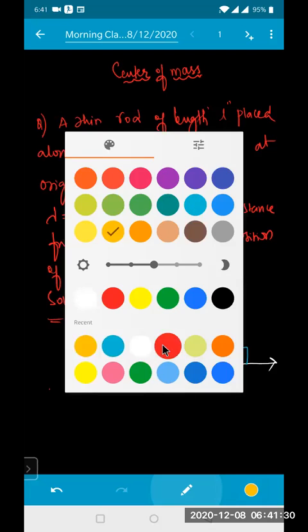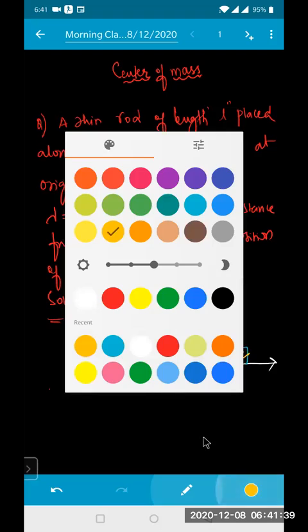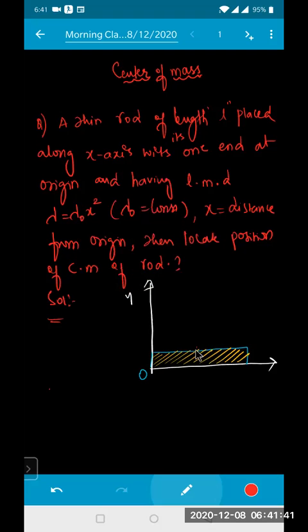How do you calculate the center of mass for linear bodies, beta? We need to take one small element from a distance of x, of width dx. The distance from the origin is x. The total length of this rod is L.